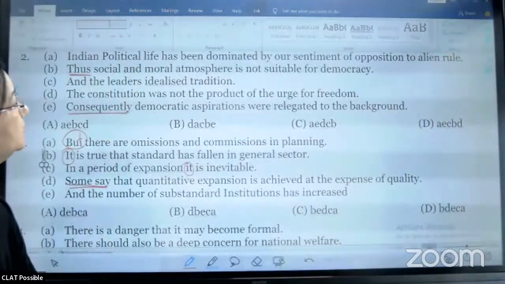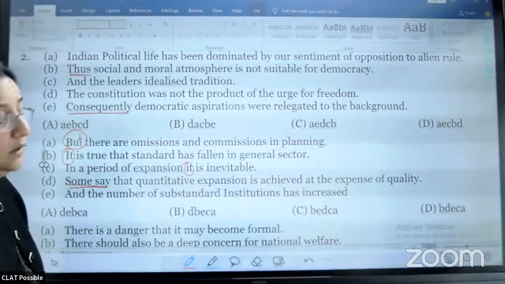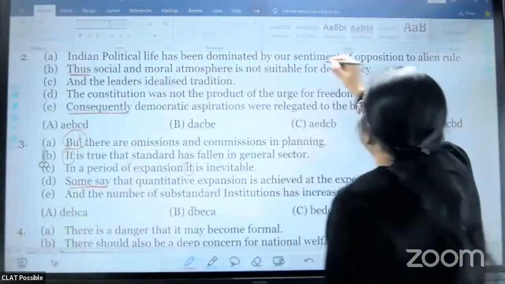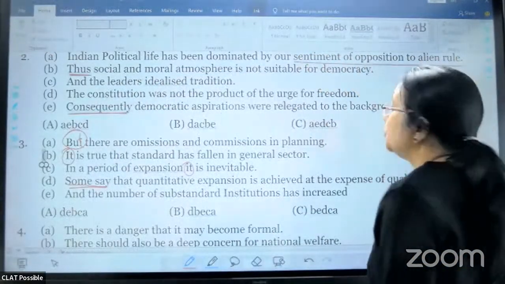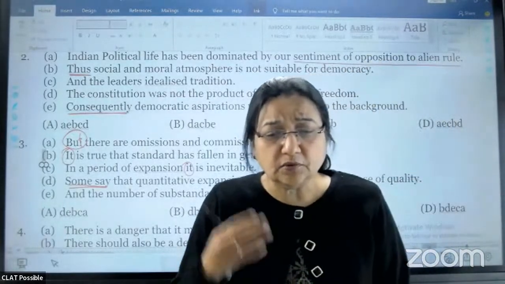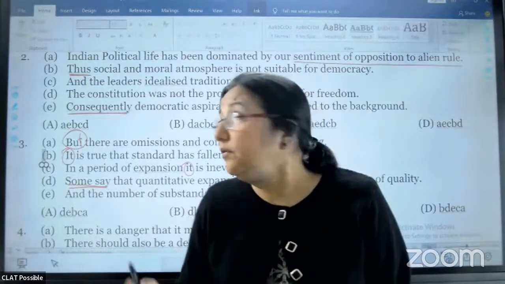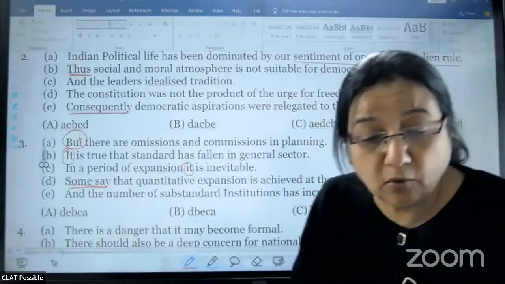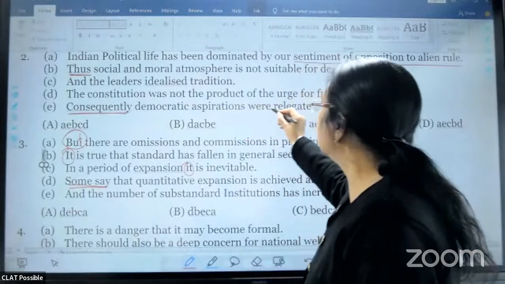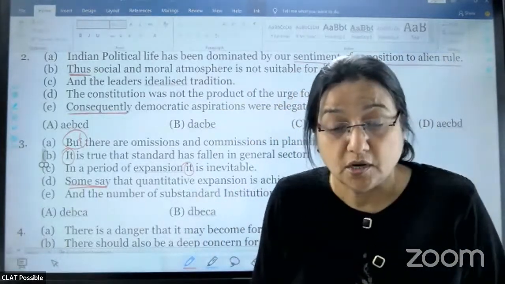Indian political life has been dominated by our sentiment of opposition to alien rule. Did you see the meaning of this line? It has been dominated by our sentiment of opposition to alien rule. That means as a country, we were dominated by the British for so many years. So now our political life is about opposing alien rule. Consequently, democratic aspirations were relegated to the background. Relegated means they took a second position, an inferior one.